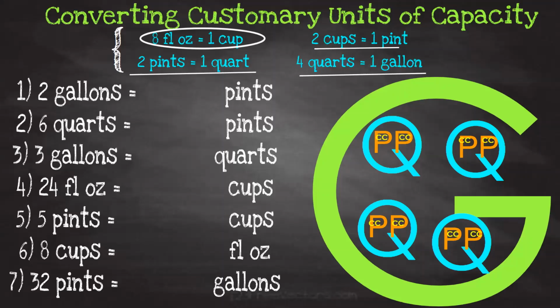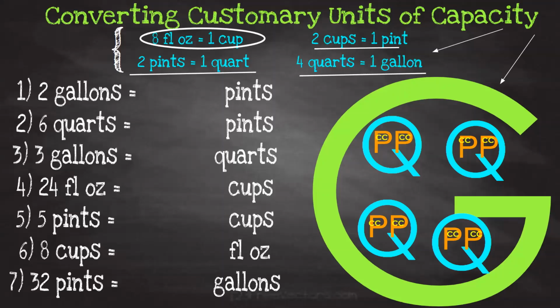Our last bit of information here tells us that there are 8 fluid ounces in 1 cup. Now we can't draw 8 inside of each C, so that's why I circled that, because we're just going to have to use that information on the side, because we won't be able to see the 8 ounces in each cup. All right? So as we go through these 7 problems on the side, I want you guys to know that you could use the visual to help you, or you could use the information that's here written out.